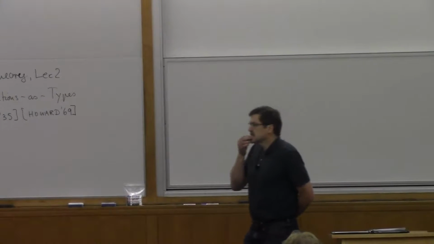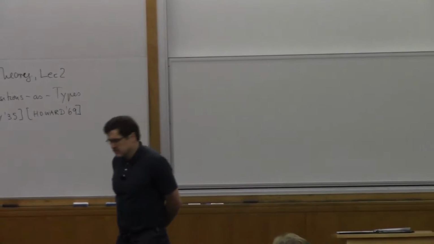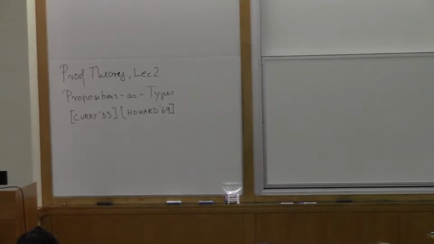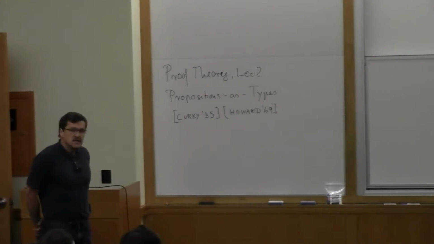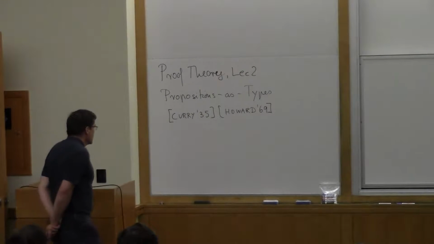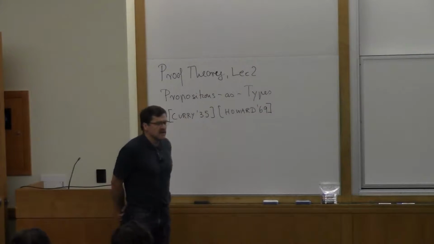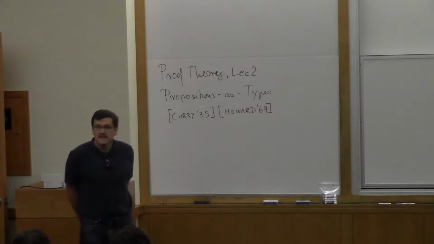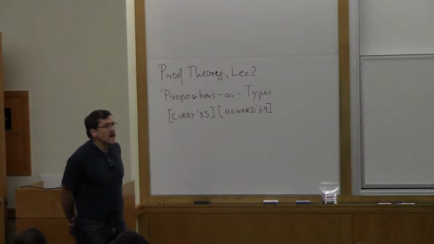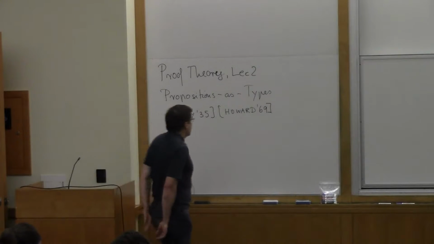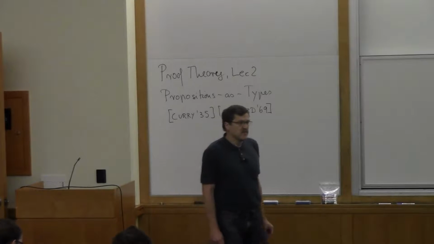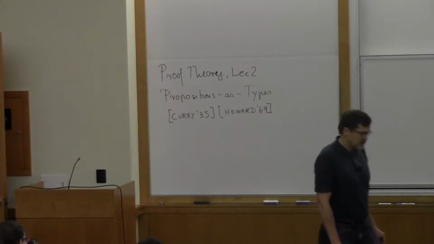So let's get started. Today's the second lecture on proof theory foundations, and I'm going to talk about propositions as types, which goes back to two key papers, one by Curry in 1935, and then by Howard in 1969. I will talk about it in the style of Howard's paper rather than Curry's paper, even though they're both worthwhile reading, quite interesting.